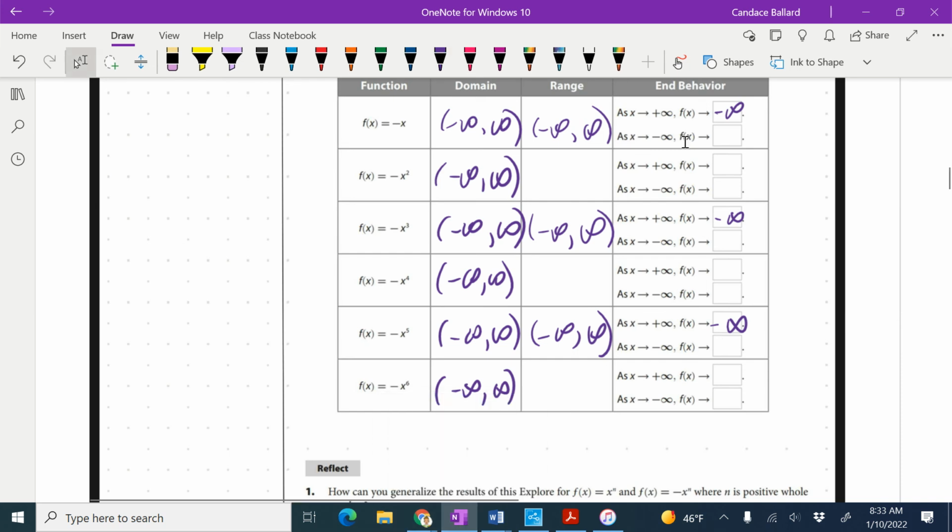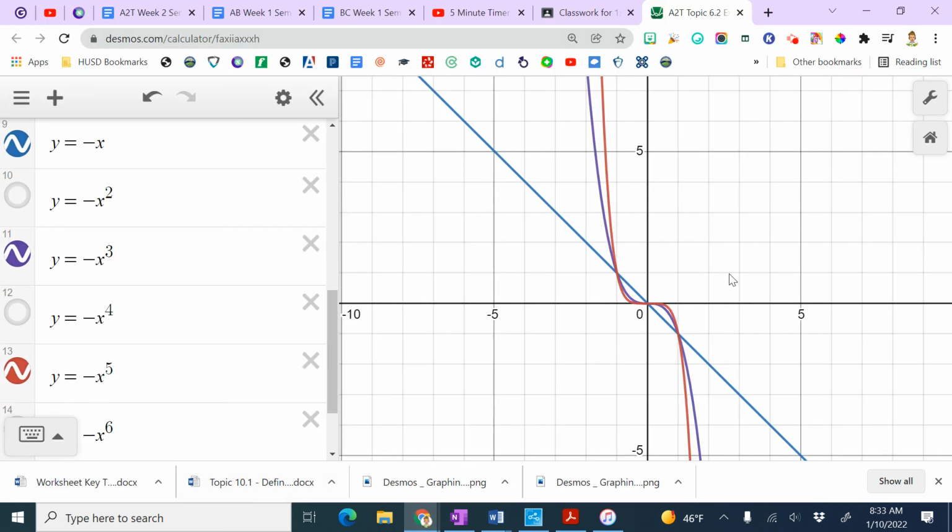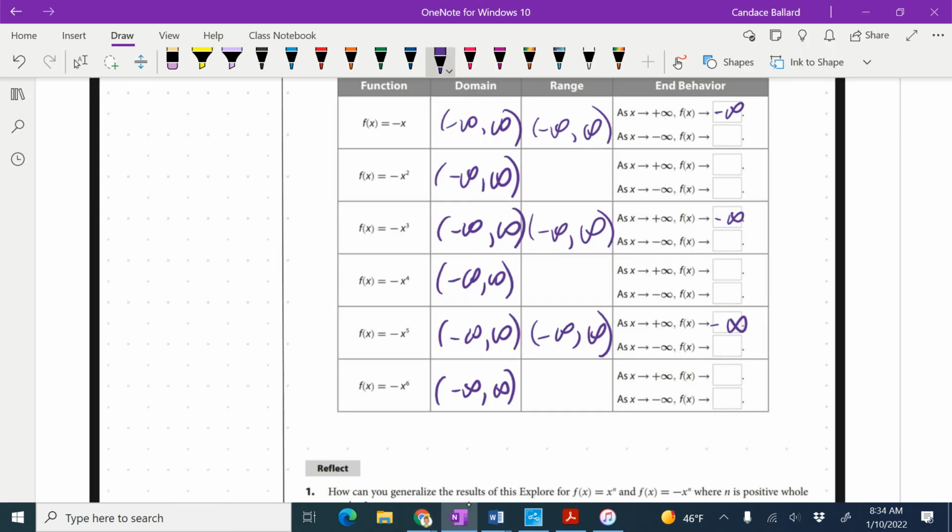Then it's asking us, as we go to the left, I went to the wrong thing. I want to go here. As we go to the left, what's happening? Are they going up or are they going down? They're going up, so they should all be what? Positive infinity. But there's still a definite pattern that whatever's going on with the odd ones is going on with all the odd ones, right? Okay. Let's look at the even ones.